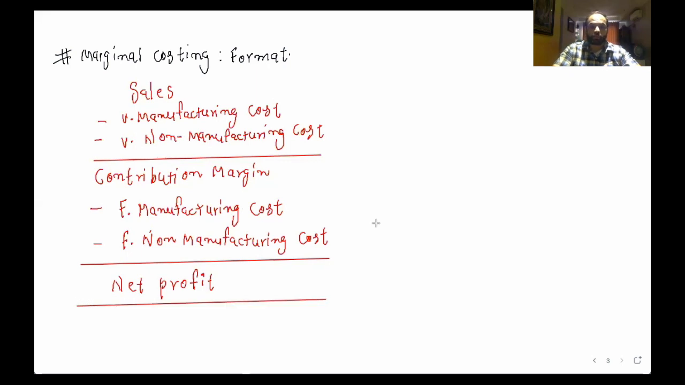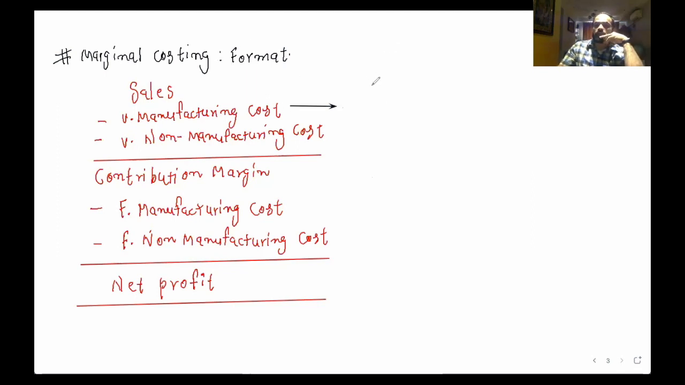All right. Now have a look at how we can estimate all these four types of cost: variable manufacturing, variable non-manufacturing, fixed manufacturing, and fixed non-manufacturing. How can we estimate these four kinds of cost? Let's have a look one by one. The first is variable manufacturing cost. How can we calculate variable manufacturing cost?